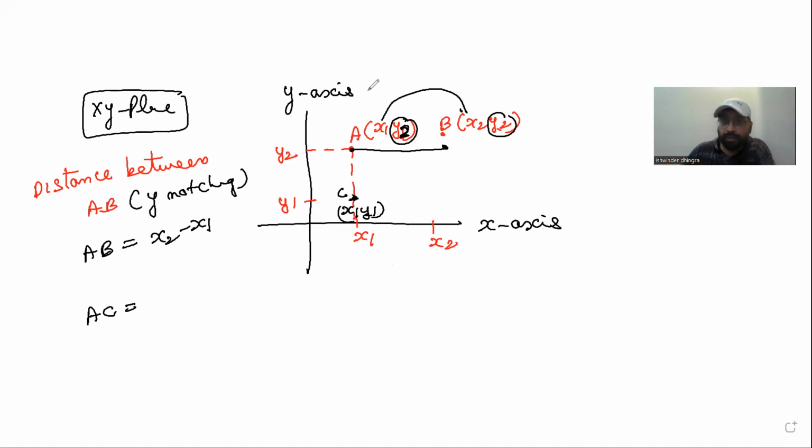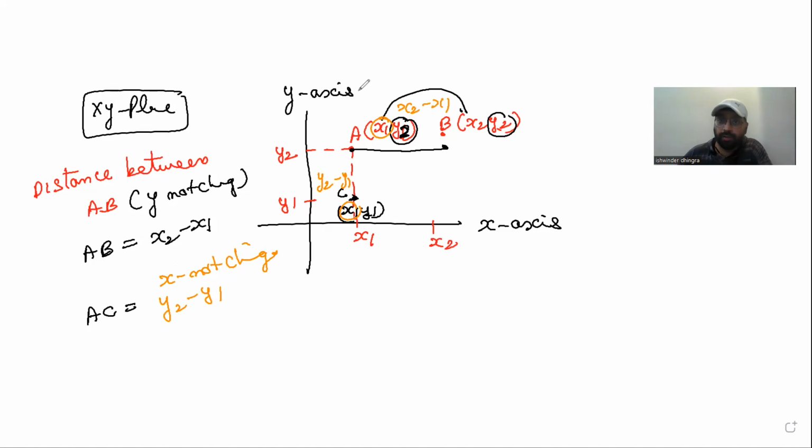If you see it very clearly, in A and C, X is not changing. Only Y is changing. I'll write it over here. So the distance between point A and C will be Y2 minus Y1. I can write over here y2 minus y1, and over here x2 minus x1. Am I clear?